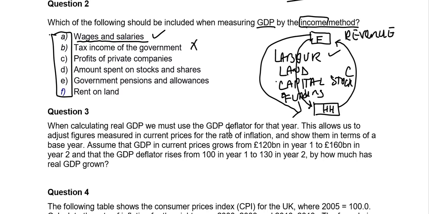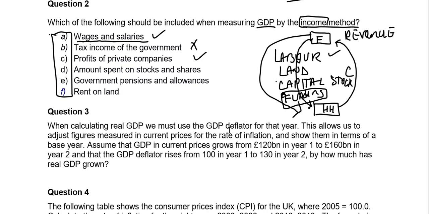Profits of private firms are included, because once profits are generated, they are the bottom line of the business. They are then paid out as dividends to providers of funds, for example shareholders or lenders of loans, who are usually households. So households provide financial capital to the firms, and firms in return pay dividends out of the profits. That's why it's included.